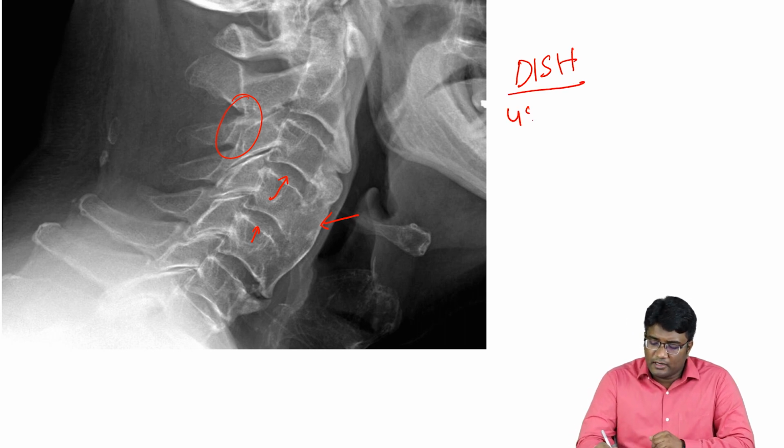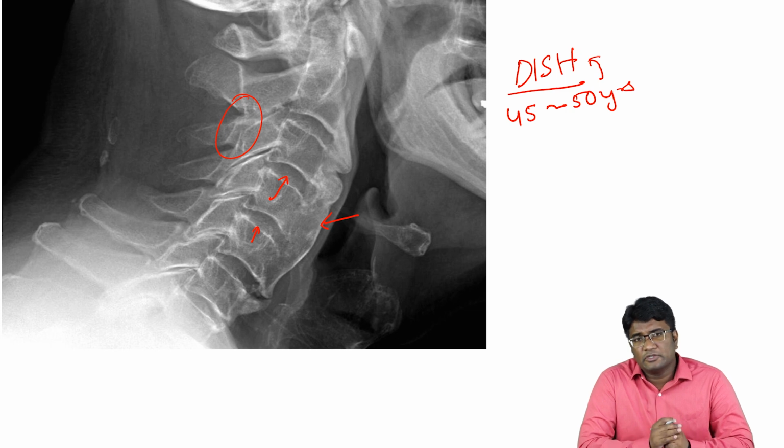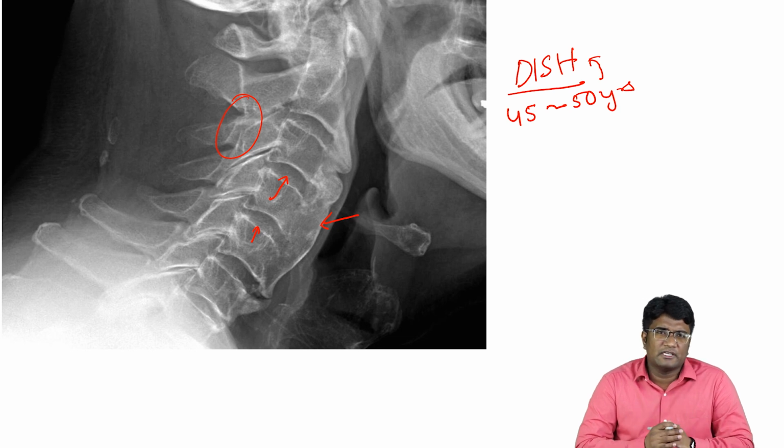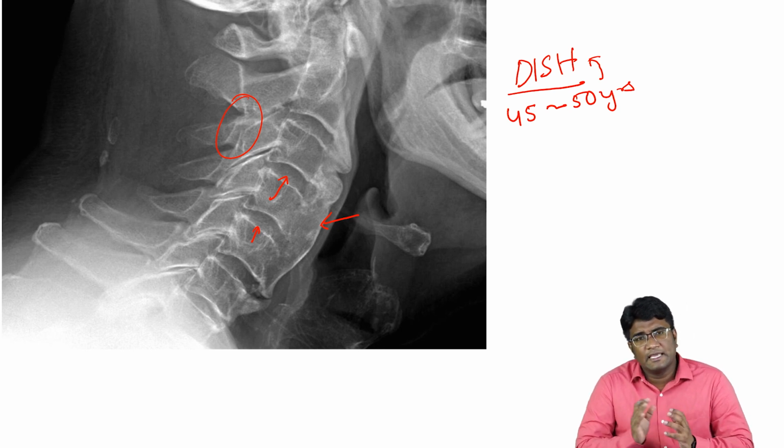The age group given, around 45 to 50 years, will also match with DISH. Ankylosing spondylitis is more common in the young age group, right? Adolescent males, at least 25, 30 years, more adolescent and young age group is ankylosing spondylitis. More older age group, 45 to 50 years, is DISH.